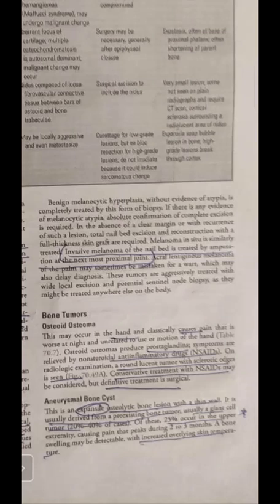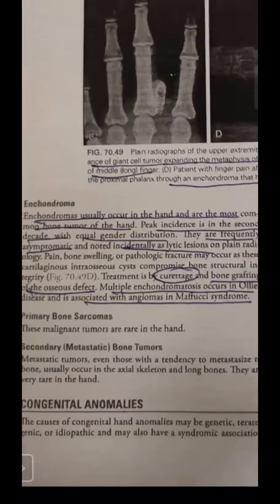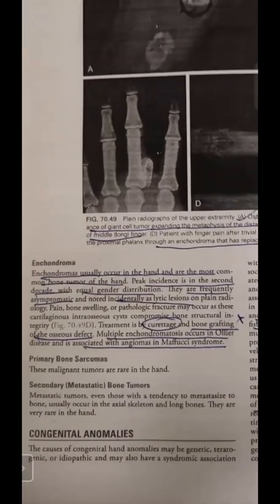Aneurysmal bone cyst is an expansile osteolytic lesion. It is usually derived from a pre-existing bone tumor, usually a giant cell tumor. Most common site is the upper extremity. I guess the most common site is proximal humerus for aneurysmal bone cyst. There will be increased overlying skin temperature. That is an important point for aneurysmal bone cyst. Local warmth will be seen. Then enchondroma. The most common bone tumor of the hand is enchondroma. Peak incidence is the second decade. Gender predilection is equal.